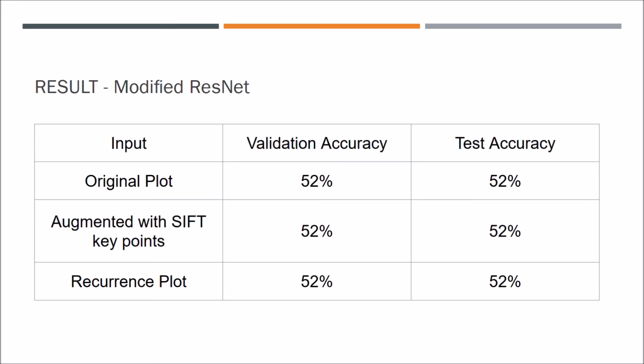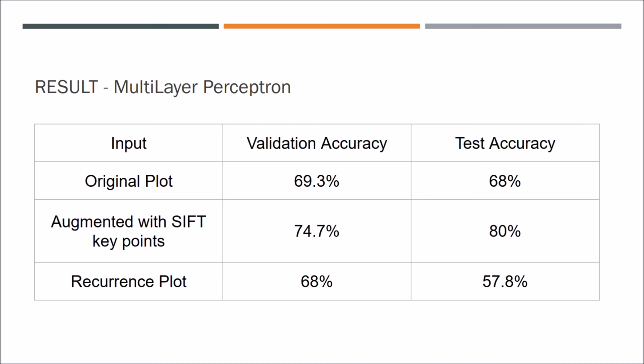The results for the modified ResNet, you can see they are all the same for all the inputs. That's because the modified ResNet is predicting the same class for any input. So we believe that we are stuck on a local minima. Even after training it for 500 epochs, the results do not change much.